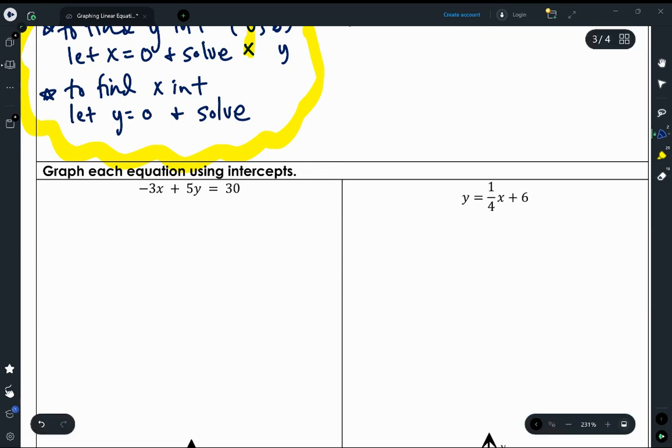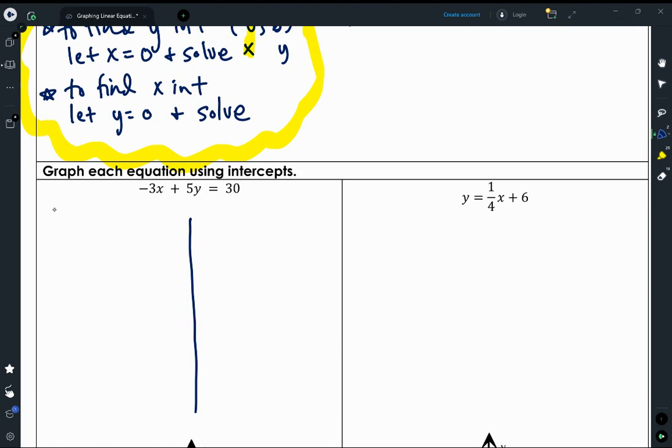On this one, I want to first find my x-intercept. I'm only doing the x one first just because x comes before y in the alphabet, not because you have to. Remember, we're going to let y equal 0. That means we have negative 3x plus 5 times, instead of y, 0, equals 30. So 5 times 0 is just 0.